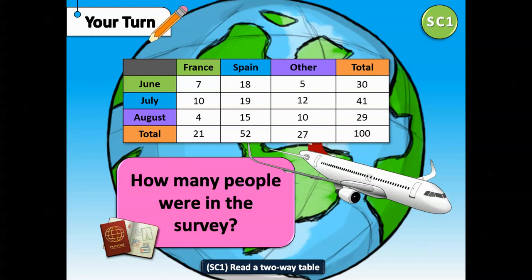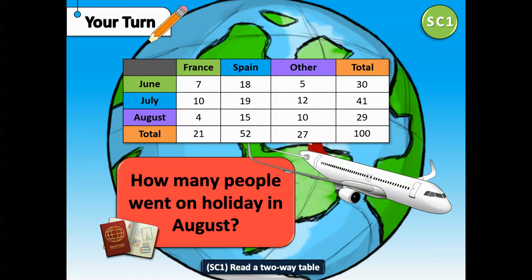Here's another question for you to have a go at. How many people were in the survey? That's a total of 100. Here's another question for you to have a go at. How many people went on holiday in August? We look at the total for August, which is 29.